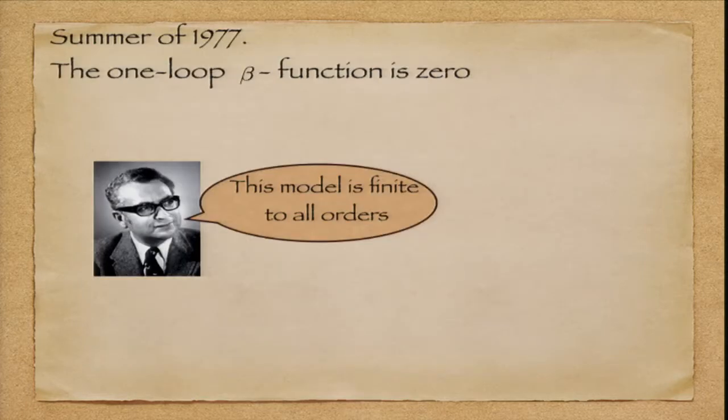Then in the summer, we did this in 1976. In the summer of 1977, people had realized that the one-loop beta function is 0. And then Gell-Mann said this. He just said like that, this model is finite to all orders. He could say things like this in private. He would never say it in writing. He was so dead nervous about what he was writing. But there he could say it like that.